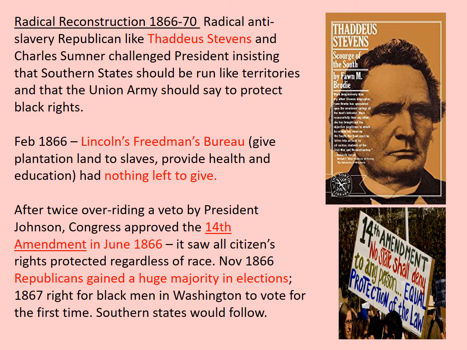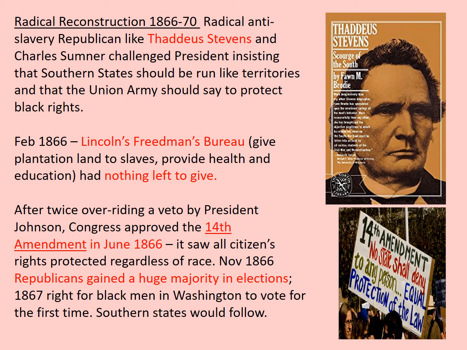But now we get a fight back with what's known as radical Reconstruction. So we've got the president really slowing things up, but now we get anti-slavery Republicans like Thaddeus Stevens and Charles Sumner challenging the president, saying that actually no, the Southern states have got to be run like territories. So there's problems in the South. The Freedmen's Bureau, which gave plantation land to slaves and helped give them healthcare and education, has got no money left. There's nothing left there. So they go on the attack.